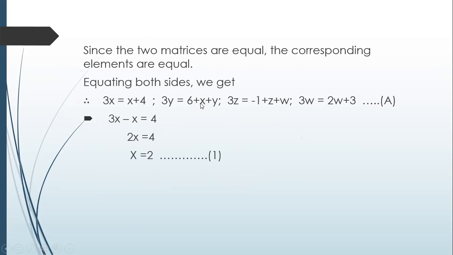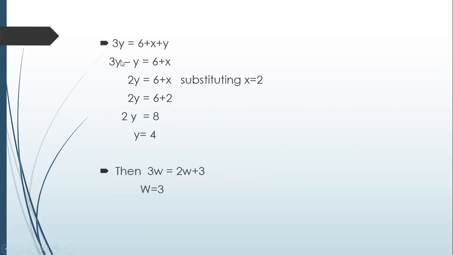3y equals 6 plus x plus y. We put the value x equals 2. 3y equals 6 plus x plus y. We take y to the left side. 3y minus y equals 6 plus x. Substitute x equals 2. 2y equals 6 plus 2. 2y equals 8. y equals 4.